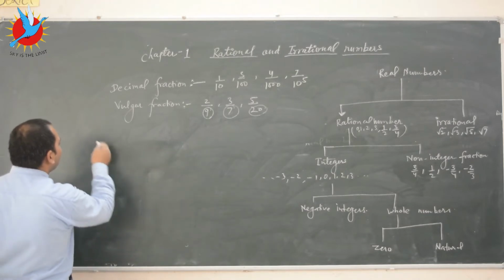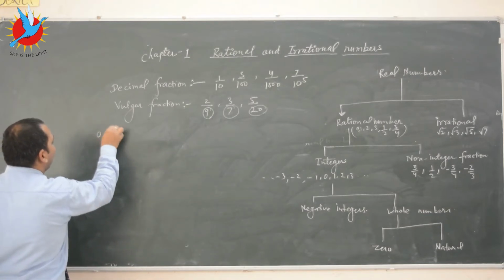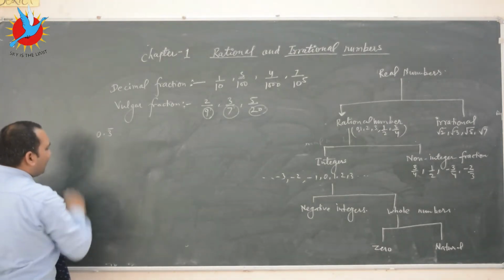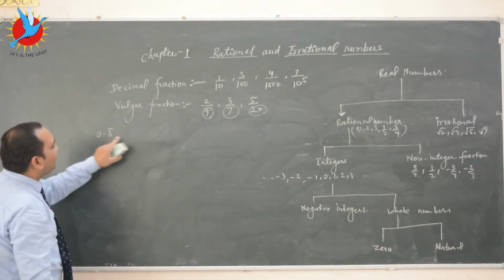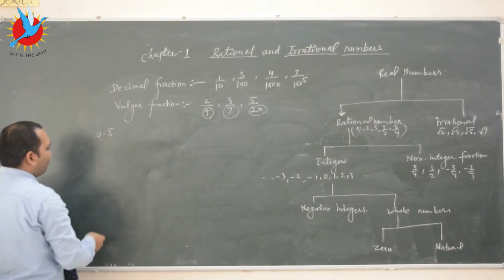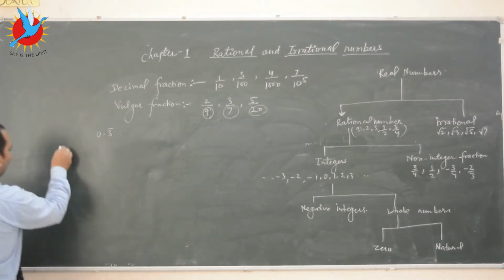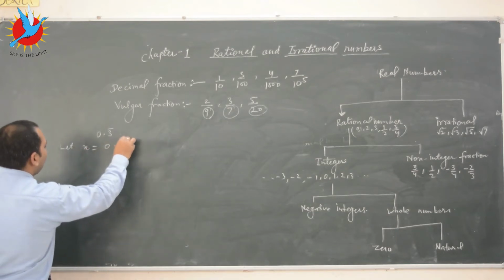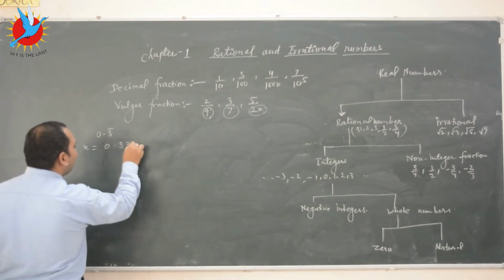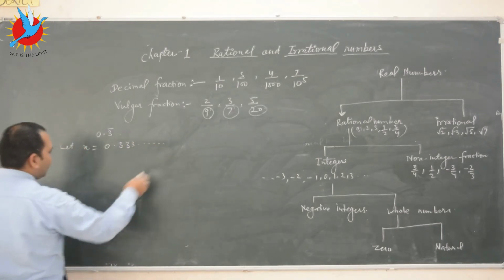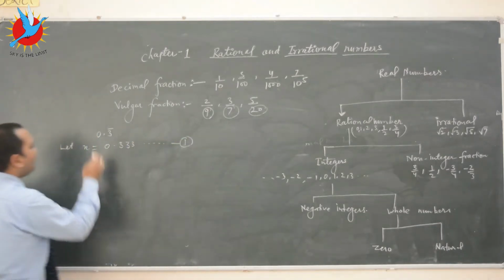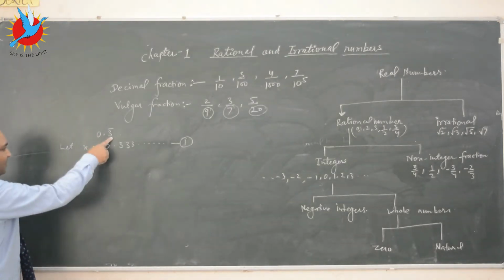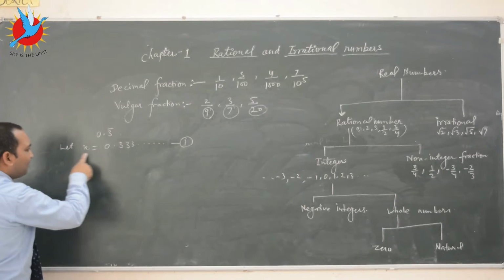a non-terminating but repeating decimal as a vulgar fraction? For example, 0.3 bar. 0.3 bar is a rational number and we represent it in the form of P upon Q. So how can we represent it? Let x be equal to 0.3 bar. 3 bar means 3, 3, 3 and so on. This is equation first. How many digits repeat after the decimal place? One digit. Then we multiply by 10 on both sides.